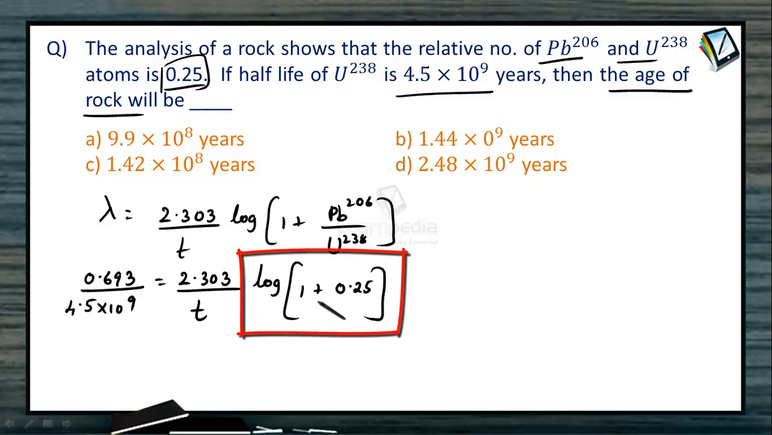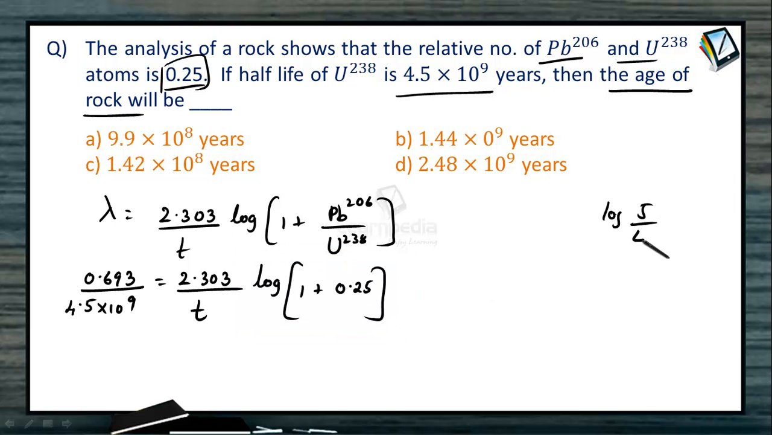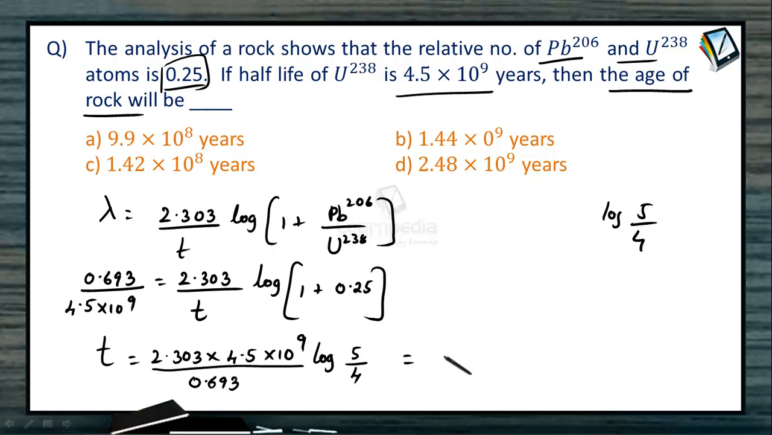So now it becomes log 1.25. It is nothing but equal to log of 5 by 4. So on rearranging and finally calculating, we get the answer as equal to 1.44 into 10 power 9 years. Let's see the detailed discussion of how we got this particular expression for calculating the age of rock.